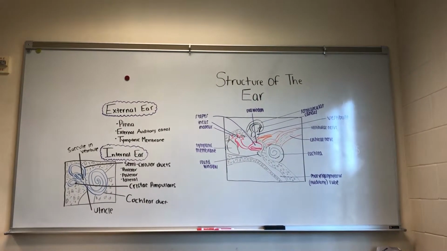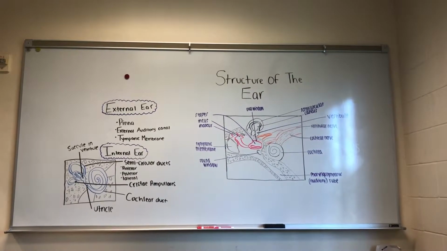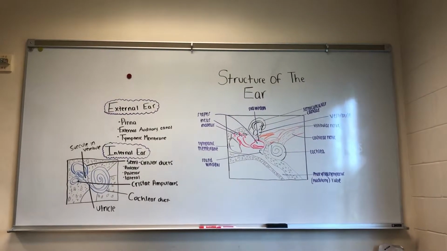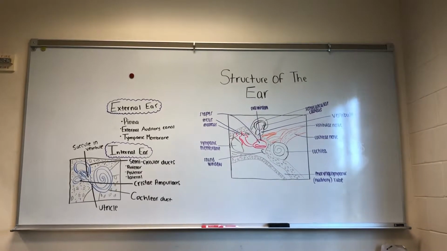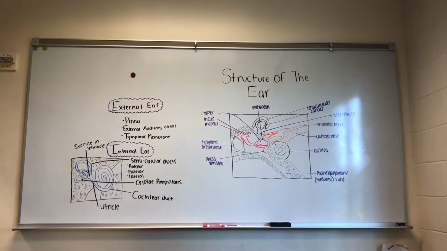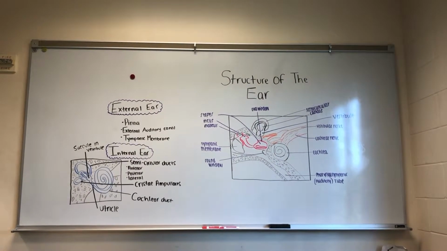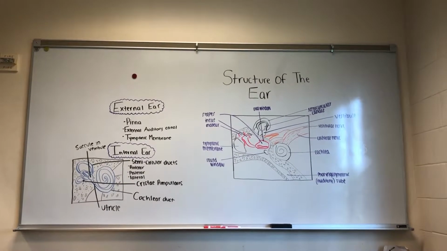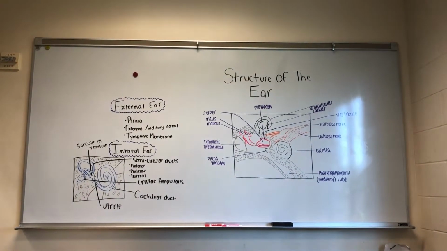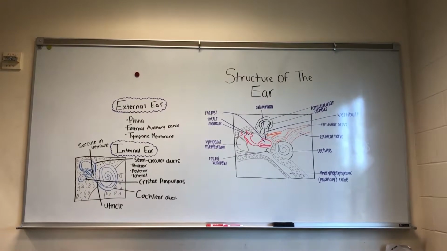There's the vestibule, which is a cavity in the bony labyrinth, and the cochlea, which is a bony chamber. There's also the semicircular canals, which detect rotational acceleration. Next is the membranous labyrinth, which is a membrane sac within the bony labyrinth.